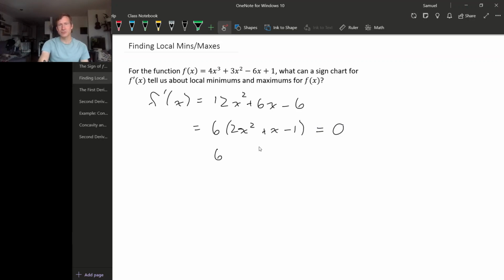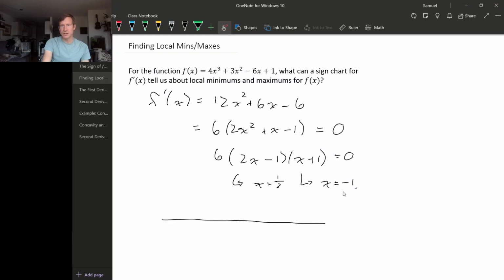To know where it's 0, we can factor this one. It's 2x minus 1 times x plus 1. So is that right? Yes, that's right. So this one gives us x equals a half, and this one gives us x equals minus 1. Okay, so now we can start building our sine chart. We need to put these x values on our sine chart, so minus 1 and plus a half.